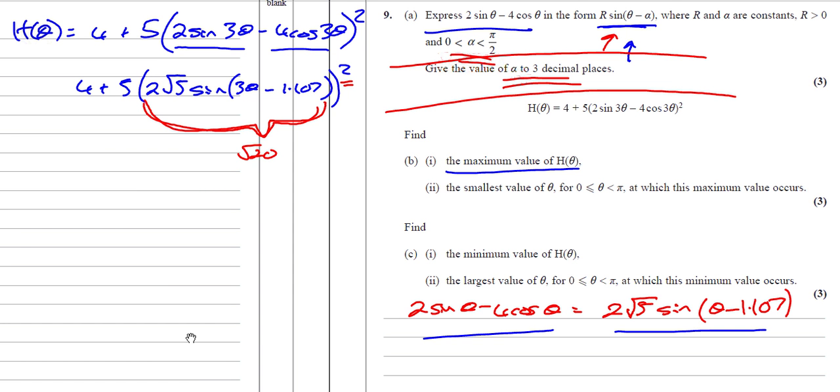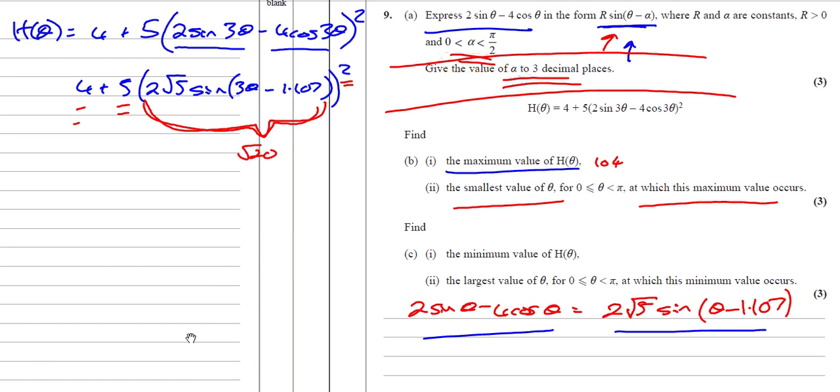They're then going to times it by 5, then add 4. So root 20 squared is going to be 20. Times it by 5 is going to be 100. Add 4. So the maximum value is going to be 104. So we've got to work out the smallest value of theta at which this maximum value occurs.